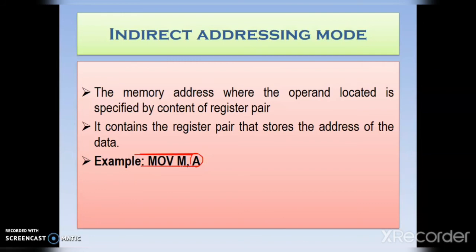So in this memory location, we have a register pair. The function of this instruction is that it stores the contents of the accumulator into a memory location. This memory location is pointed to by the register pair. So if I take the HL register pair, it stores the contents of the accumulator to the memory location which is pointed to by the HL register pair. So in indirect addressing mode, we have a register pair that stores the address of the data.